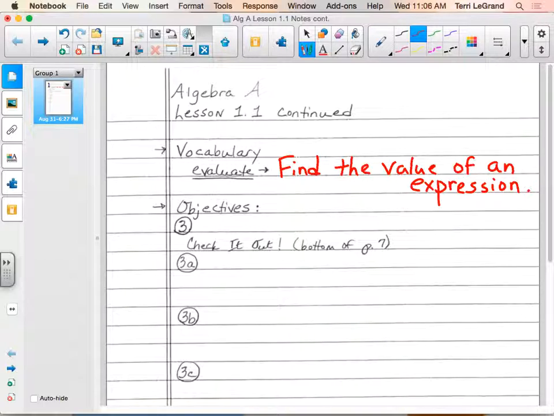And that's what you just did when you were doing the day 2 problem for today. You were evaluating an algebraic expression. They told you what they wanted x to be, you substituted it in, and you found the value for that expression when x was -4. So that's what we're going to be doing here.